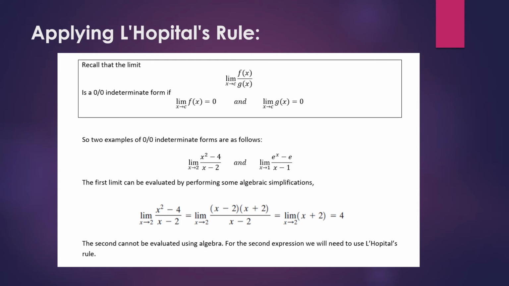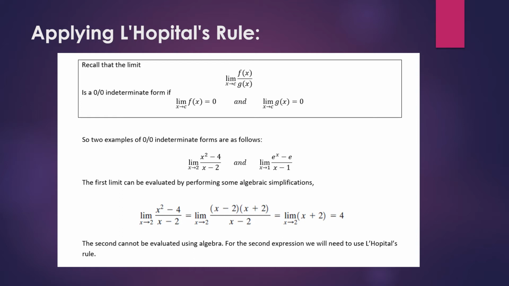On this slide here, we're going to start talking about L'Hopital's and when we would need to use L'Hopital's. So they say, recall that if we've got the limit as x approaches c of f of x over g of x, it is a 0 over 0 indeterminate form if f of x is approaching 0 at c and g of x is approaching 0 at c, because this would give us a 0 over 0. So there's two examples that we can take a look at.